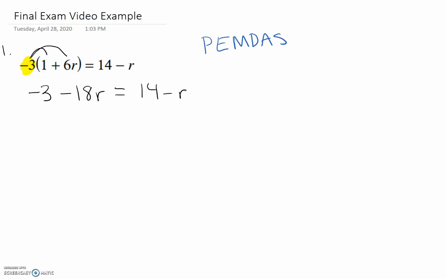Now my goal is to solve for r, so that means I want to get r by itself. I have a couple different steps I could take here. All of them would be correct, but I want to try to get r completely by itself. So I think I'm going to add 18r to both sides. Now when I do that, these 18r's cancel each other out, and if I add 18r to the other r term on the other side of the equation, 18r minus 1r makes a 17r. So I get 14 plus 17r on the right-hand side equals -3.